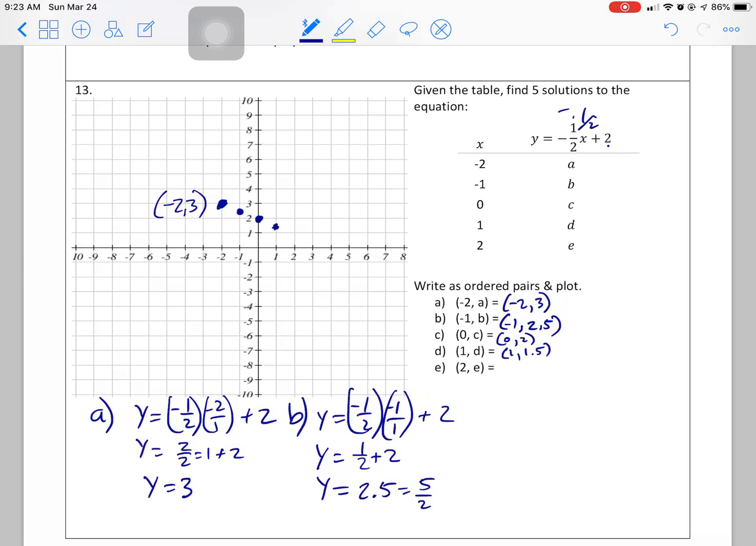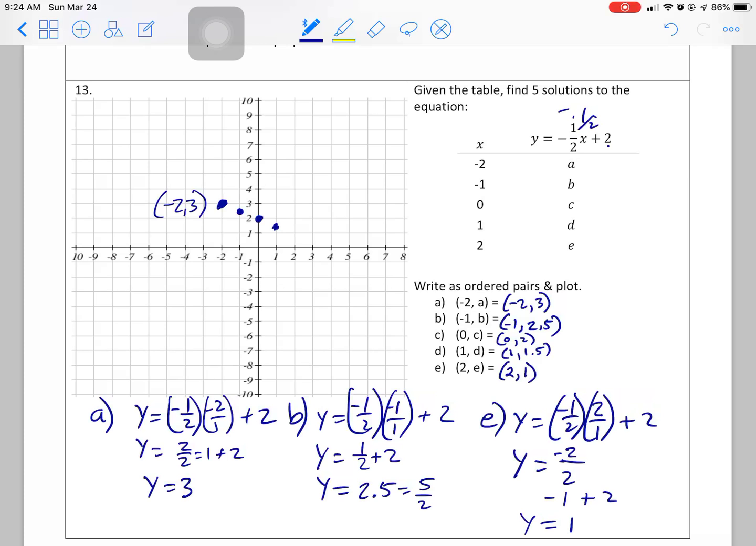Okay, and then if it's a 2, this is negative 1/2 times 2, negative 2 over 2, which is a negative 1, plus 2. So y would equal a 1. If x was a 2, then y would be a 1. And that makes sense right here. You can almost have figured out what it would be just by making that line.